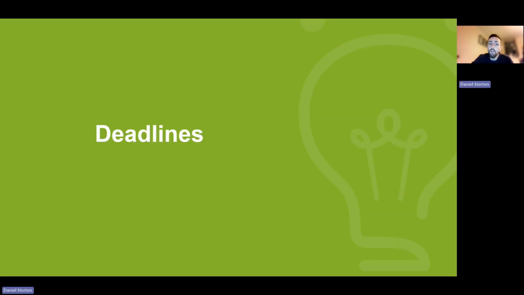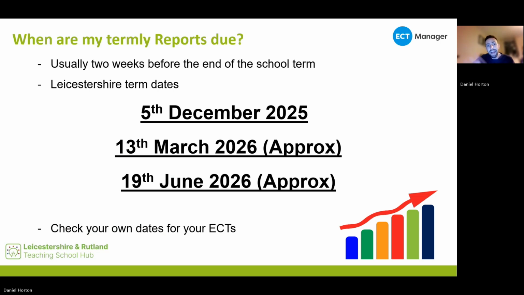So here are the current deadlines that we have set, but these are subject to change. As we've said previously, the nearest deadline is the 5th of December. That's not for everybody, but these are for most people. Check your own dates for your own ECTs. That's really, really important. The one afterwards, the Easter progress review, will be the 13th of March, roughly, in 2026.